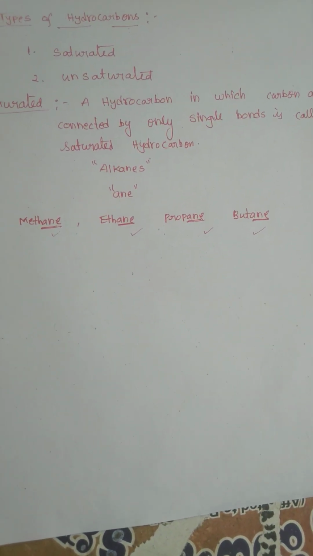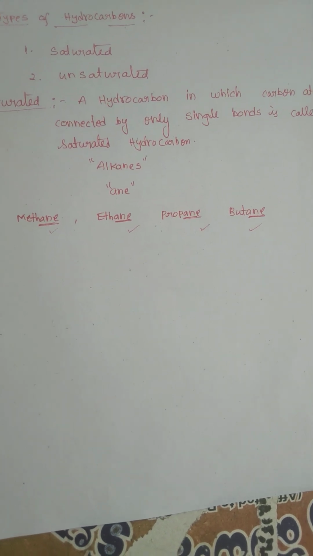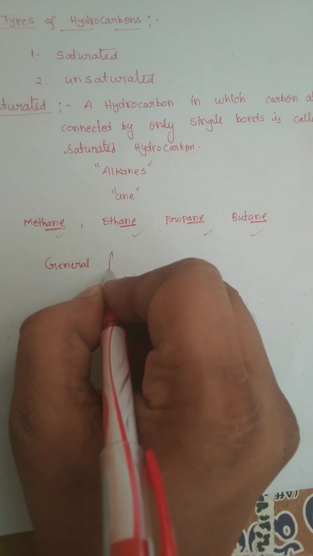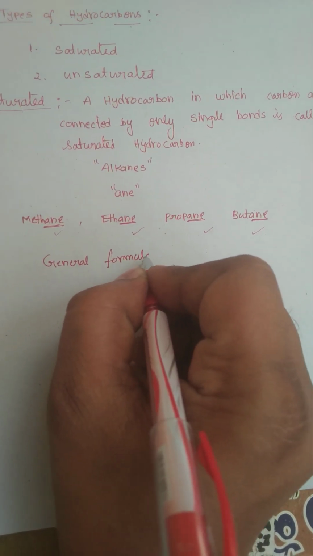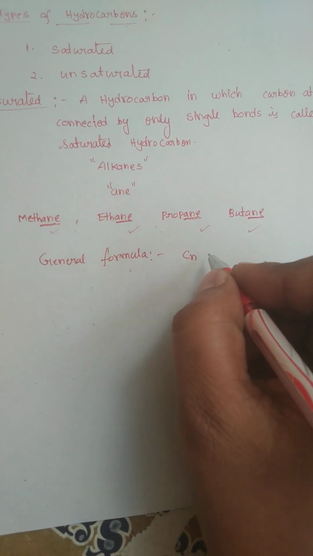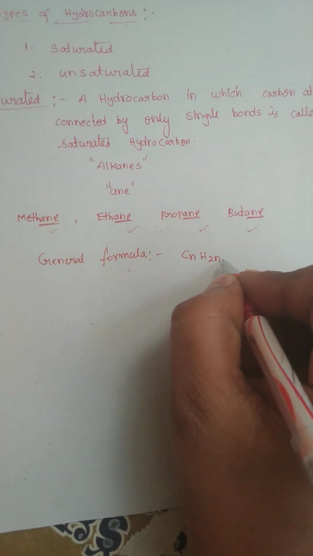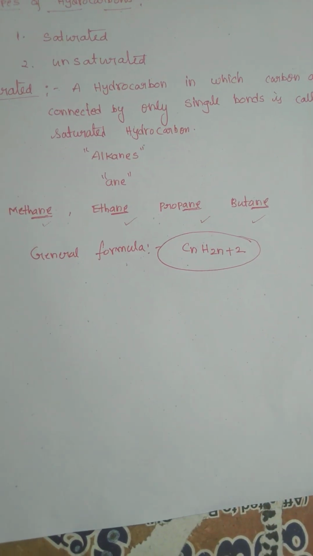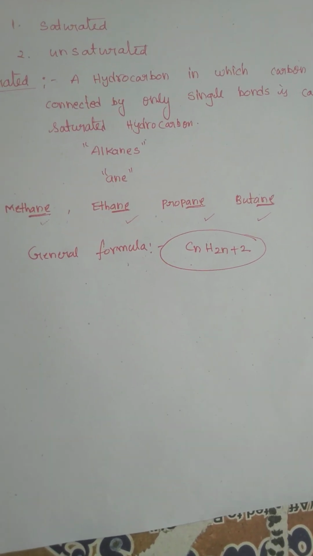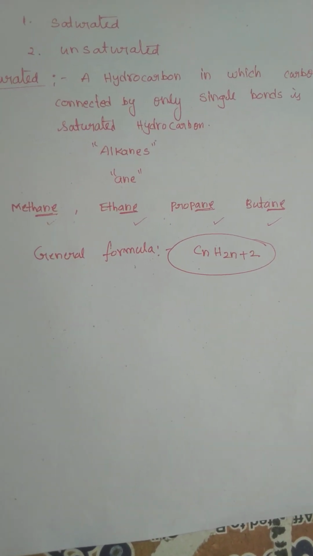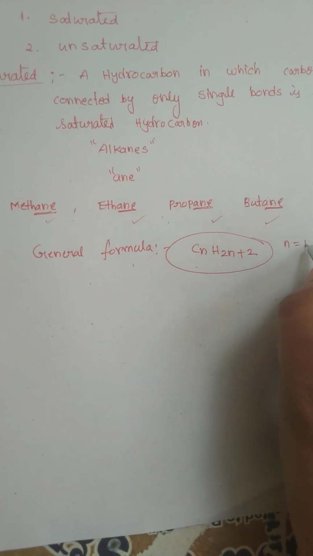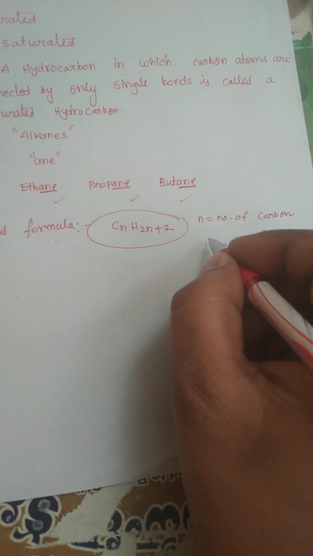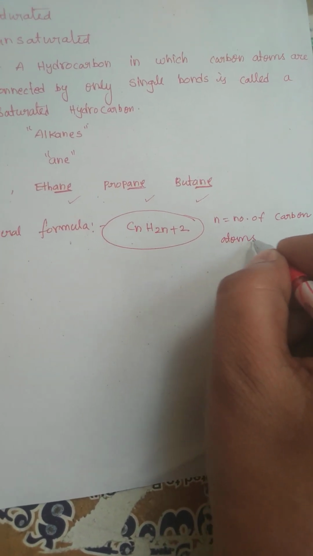Now, what is the general formula of saturated hydrocarbons or alkanes? The general formula of saturated hydrocarbons is CnH2n+2, where n is the number of carbon atoms in one molecule of alkane. What is n here? n is nothing but the number of carbon atoms.